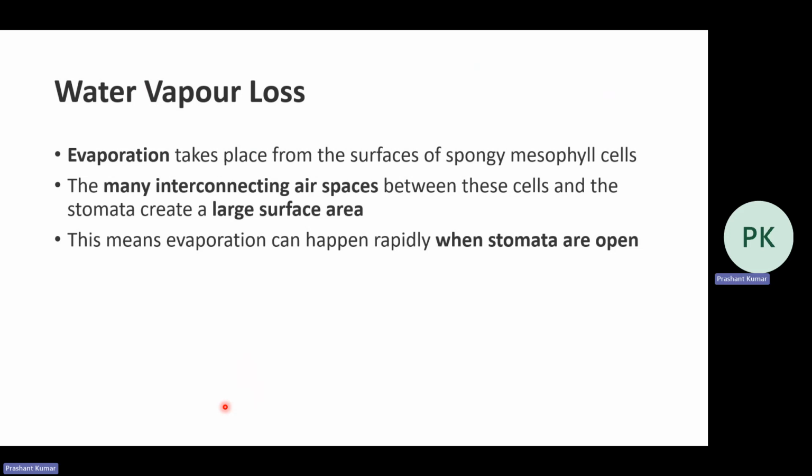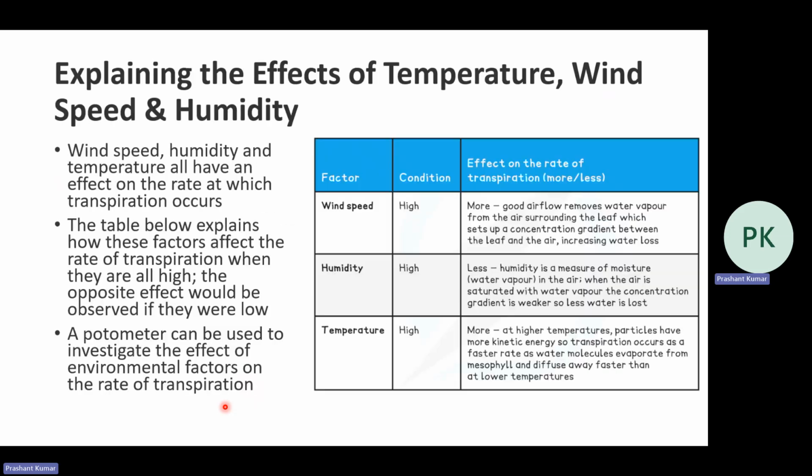Water vapor loss. Evaporation takes place from the surface of the spongy mesophyll cells, where there are many interconnecting air spaces between the cells, right? And the stomata creates a large surface area. This means evaporation can happen rapidly when stomata are open. So it's very important, right?